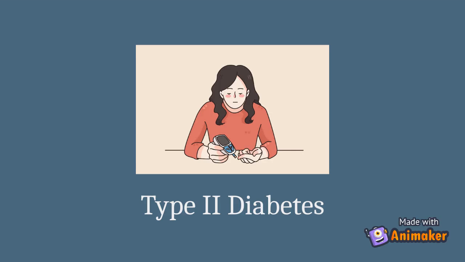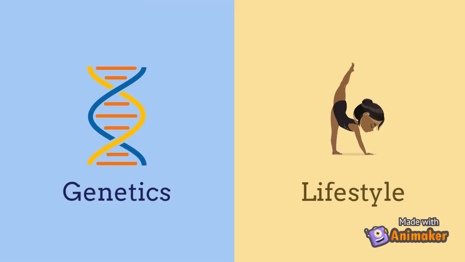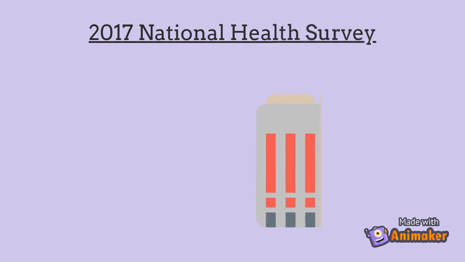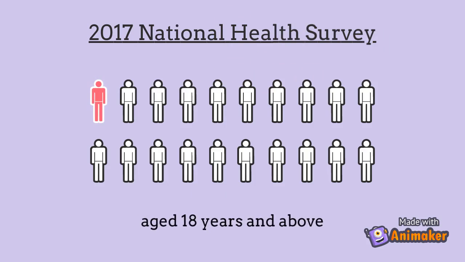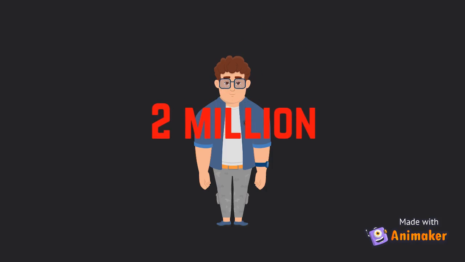Type 2 diabetes is a disease caused by various genetics and lifestyle factors, including family history, obesity, and a sedentary lifestyle. According to a 2017 National Health Survey conducted by the Australian Bureau of Statistics, 1 in 20 Australians aged 18 and over have type 2 diabetes, and another 2 million are at risk of developing the disease.